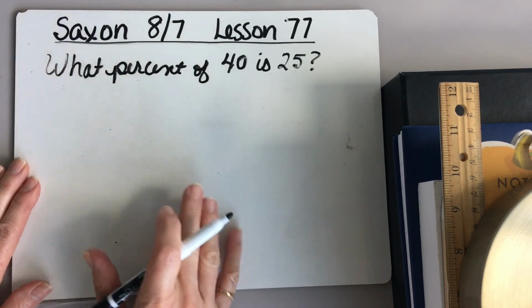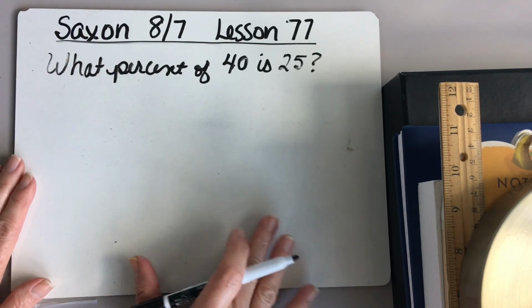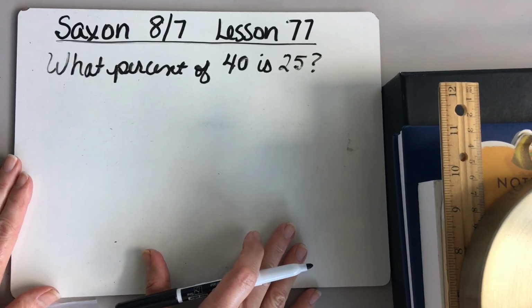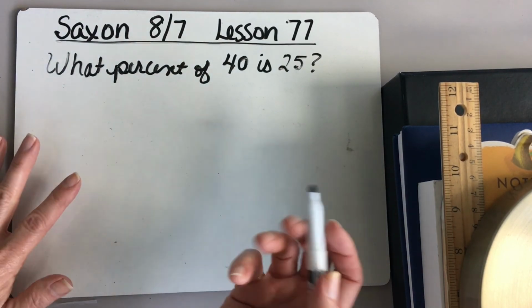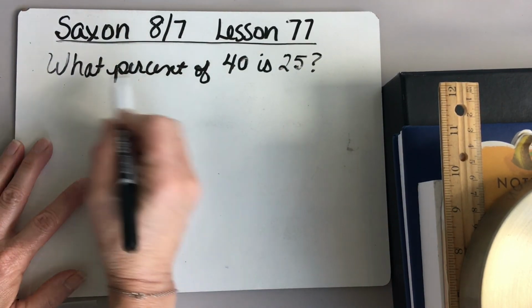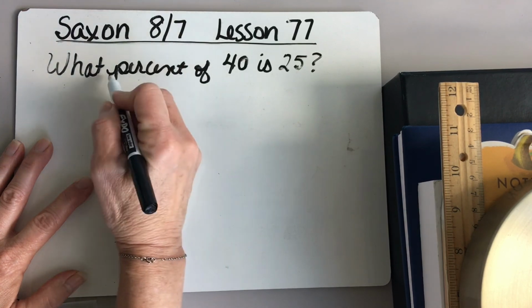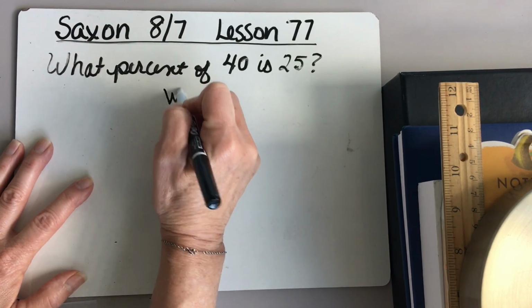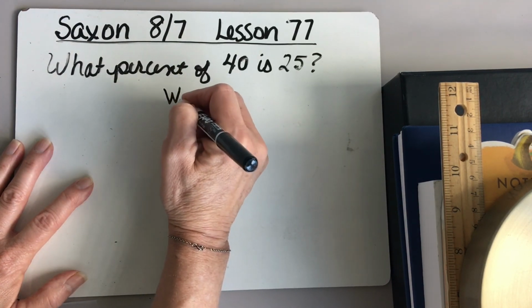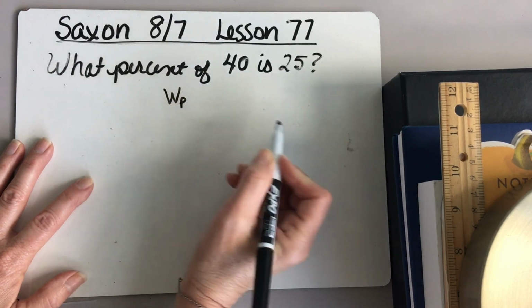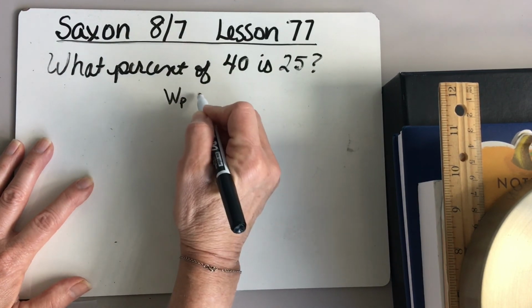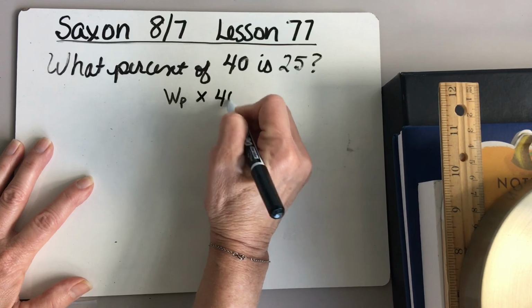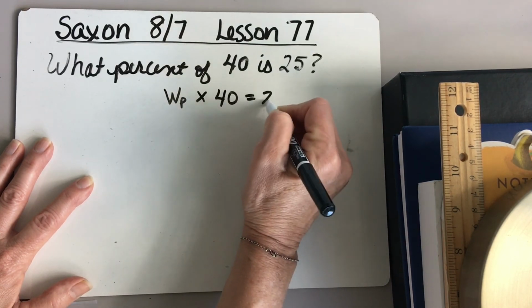So here's our first example: what percent of 40 is 25? You do the same thing that we've done before, we translate from English to math. We do the W for what, and then we're going to put a P for percent. We know that of is times, we have 40, is equals, and 25.